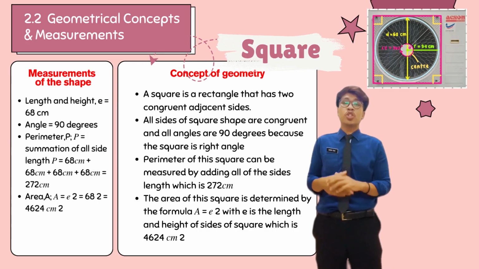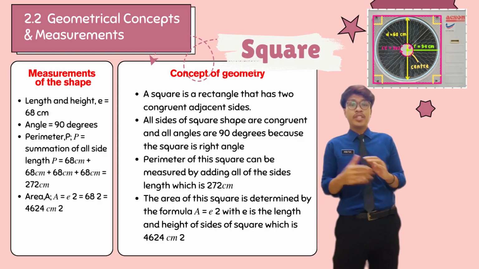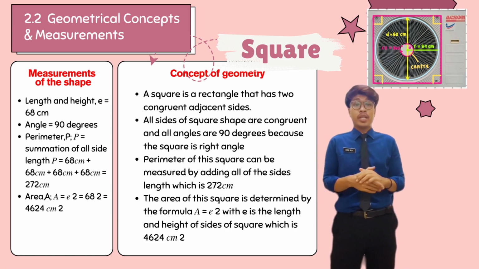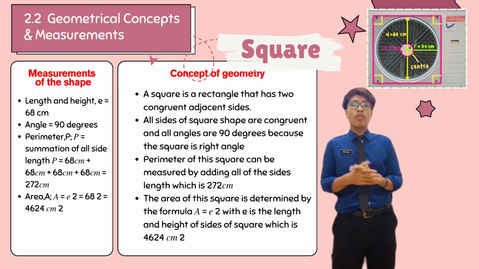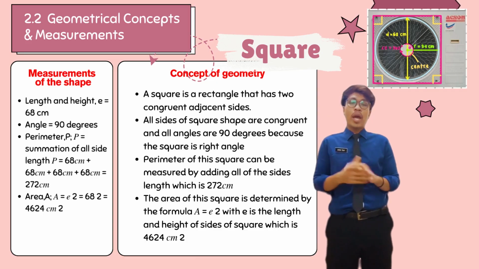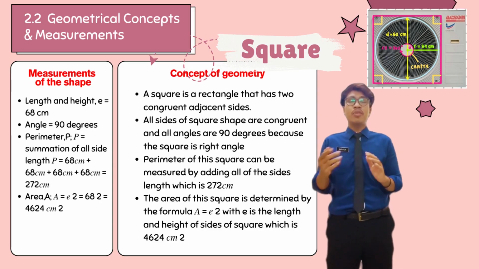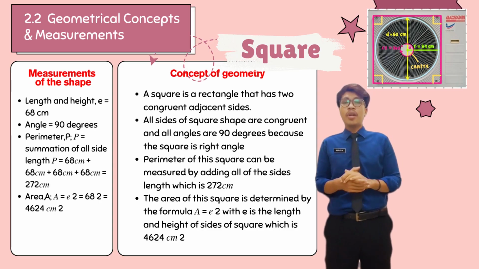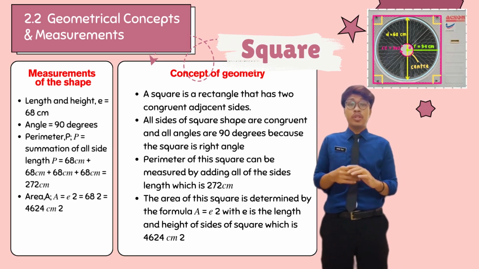Alright, next we go to the geometrical shape of the square. The length and height of the square are the same, which is 68 cm. The angle of the square is 90 degrees. The perimeter, which is the length of all sides in the square, is 272 cm. And the area of the square is 4624 cm square.